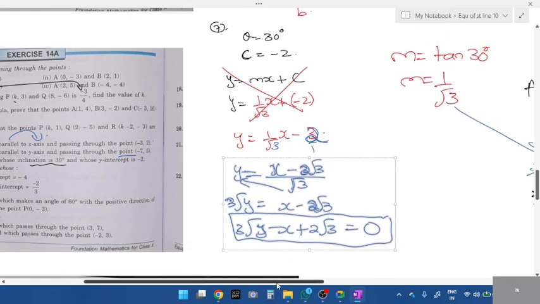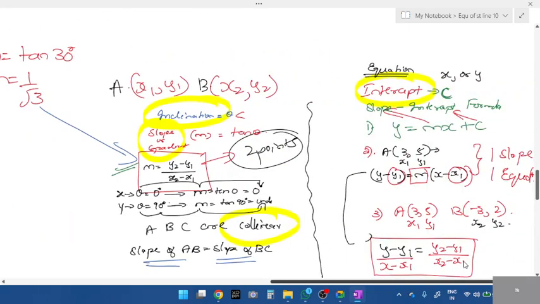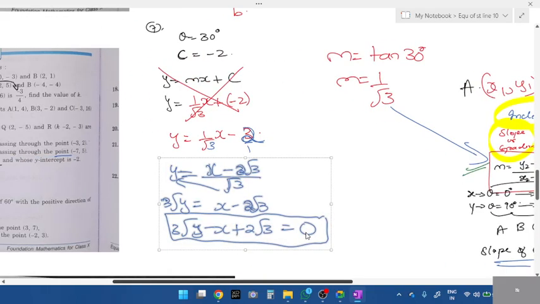Is it clear? We didn't have any points. We had slope or intercept. So we used y is equal to mx plus c. Completed. Be quick. This is mostly an MCQ question. Don't expect it for 2 or 3 marks. It's an MCQ question.